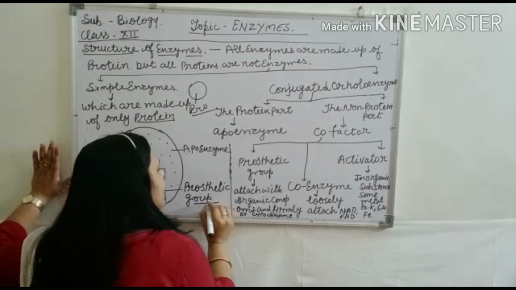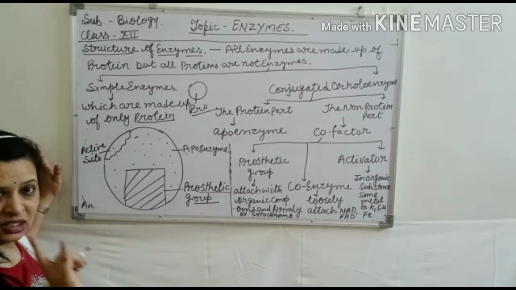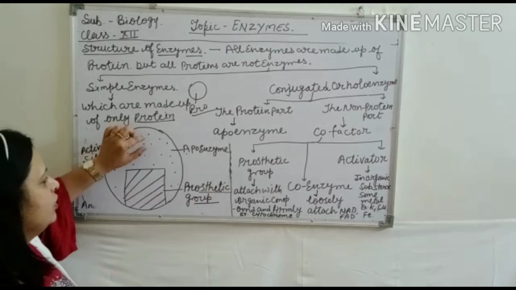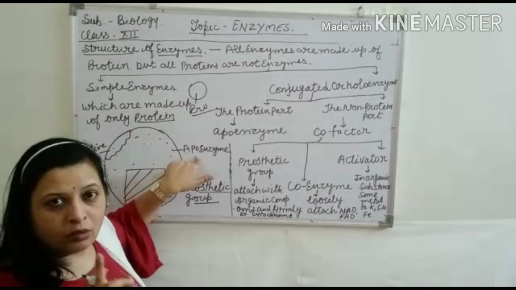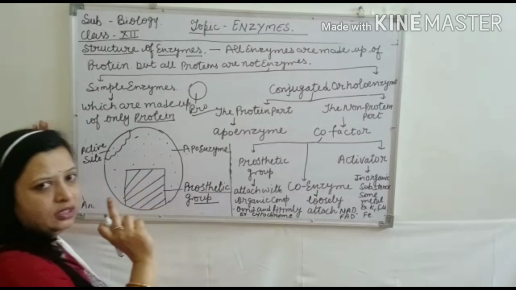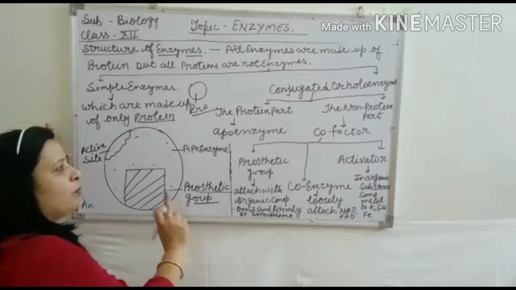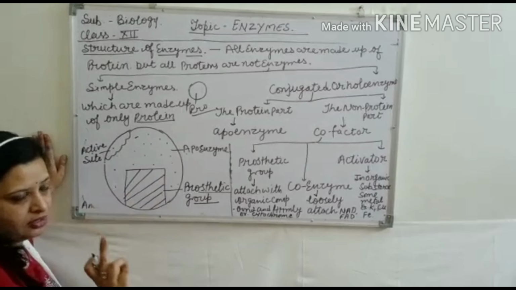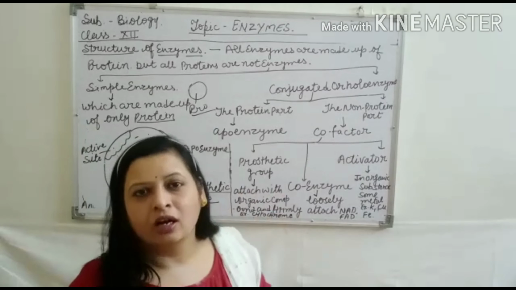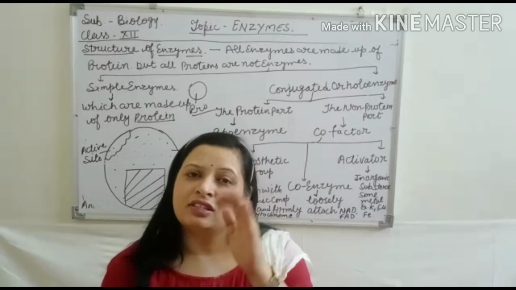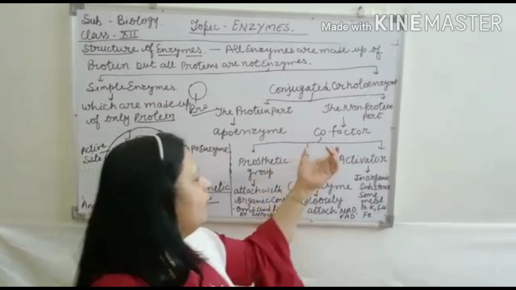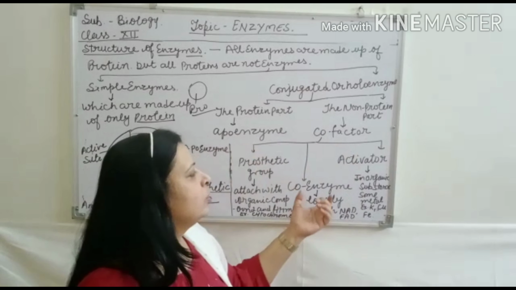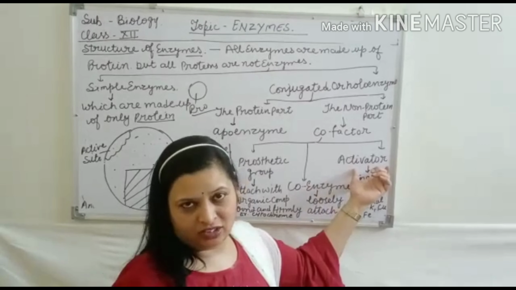The first important type is the prosthetic group. We show the apoenzyme with dotted points and the prosthetic group, or non-protein part, in lines. Now we talk about the cofactor types. The cofactor is divided into three types: prosthetic group, coenzyme and activator.